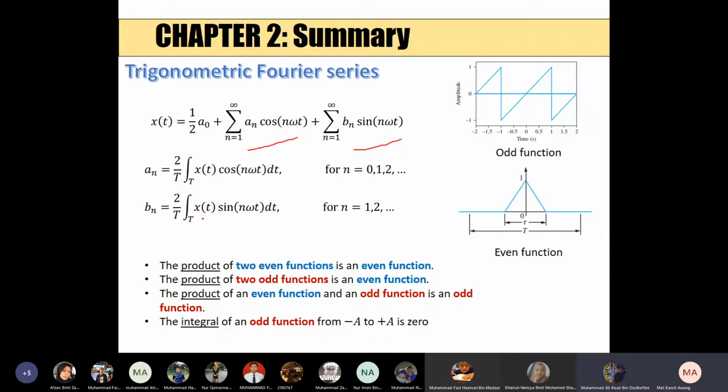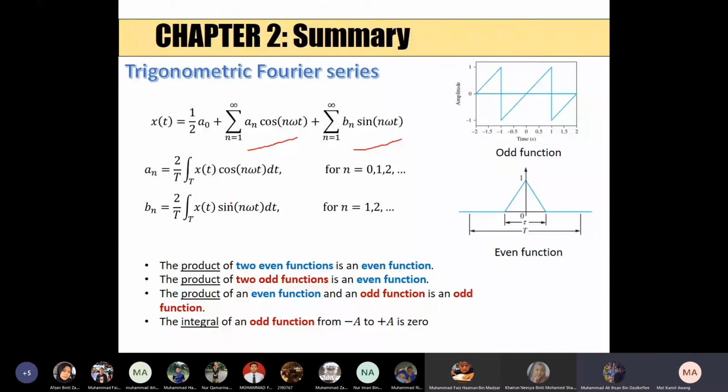Alright, understood. If you want to make it sine only, what it means is that the cosine terms become 0. How to make the cosine terms become 0? An must become 0. So x of t must be an odd function, because odd multiplied by cosine, which is even, becomes odd. The integration of an odd function is 0.